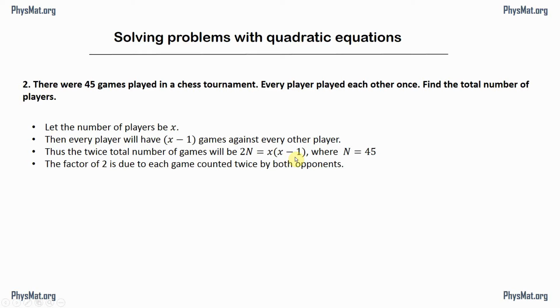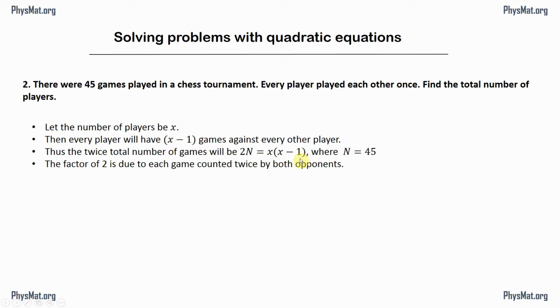Why is it twice? It is because when you do this multiplication, you count each game twice. Indeed, you counted your game against an opponent, and this opponent counted his game against you, which is the same game, but it's counted twice. And this happens to every single game. So this is where this factor of 2 comes from. So the total number of games will be the product of x times x minus 1 divided by 2.